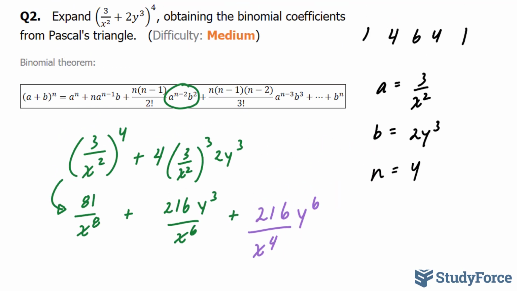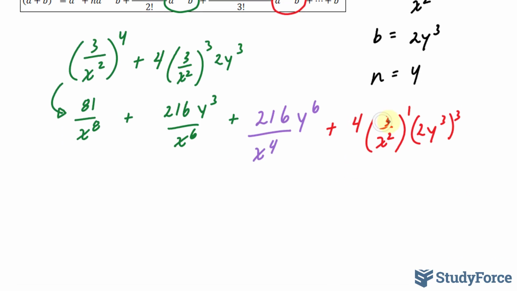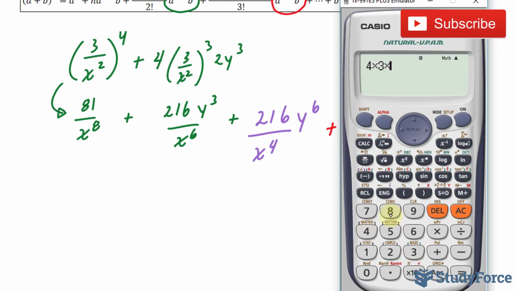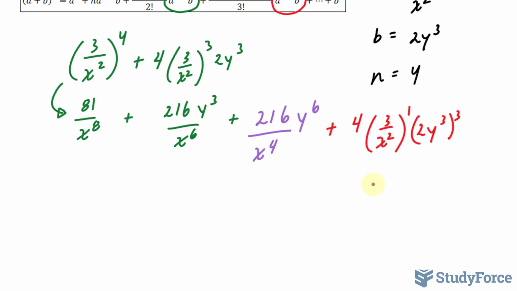Our fourth term contains the coefficient 4. And we'll take care of this part. We have 3 over x to the power of 2 to the power of 1, and b to the power of 3. So 2y to the power of 3, all raised to the power of 3. This gives us 4 times 3 times 8. 4 times 3 times 8 is equal to 96. 96, y to the power of 9 over x to the power of 2.